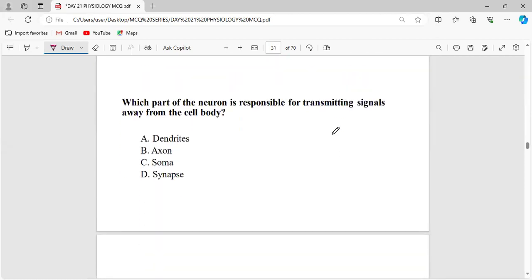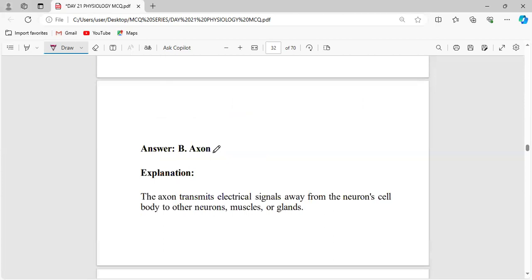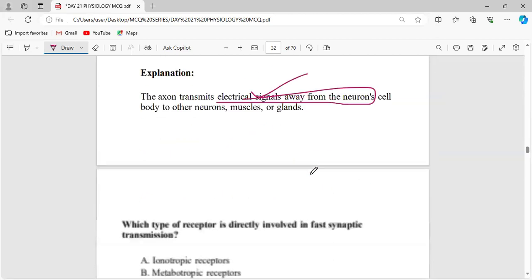Now, which part of the neuron is responsible for transmitting signals away from the cell body? That will be, we have 5 more minutes, just answer quickly. Axon. Okay. This is the one that transmits the electric signal away from the cell body.